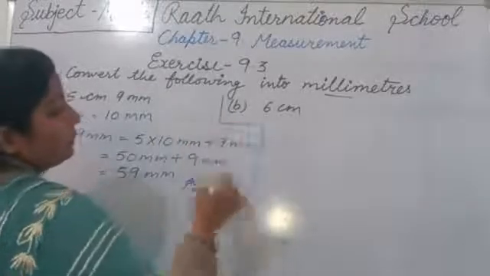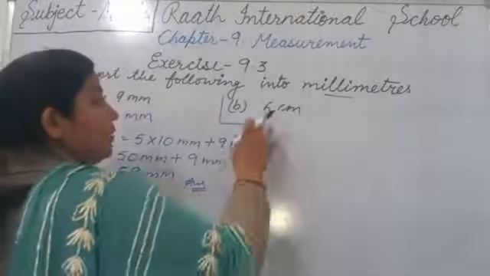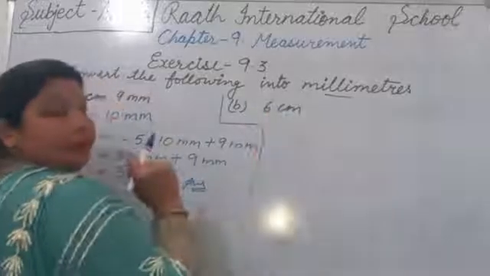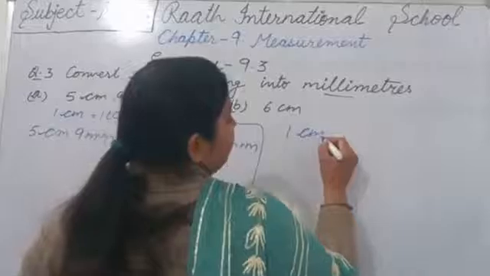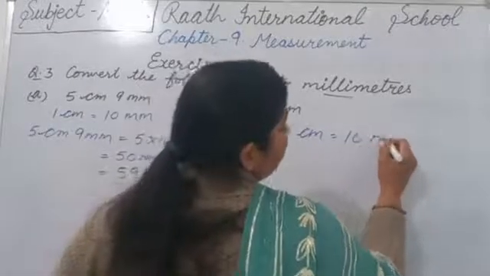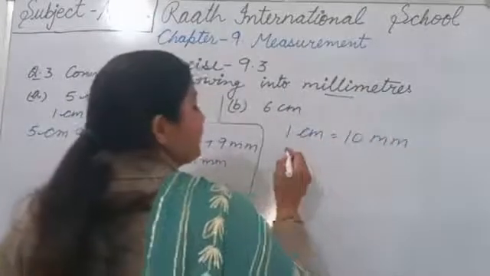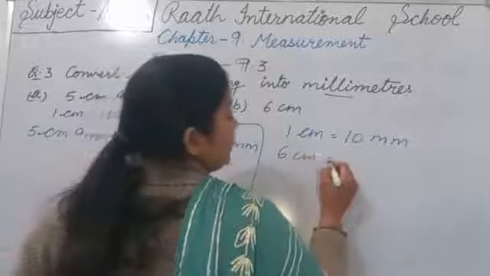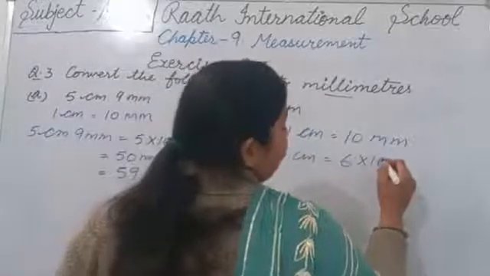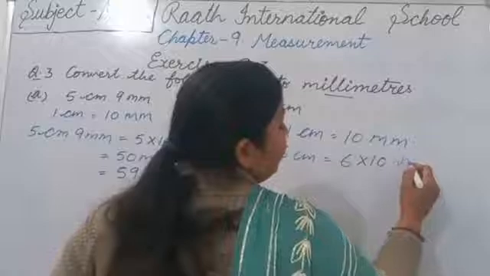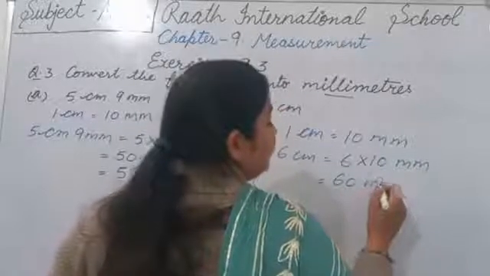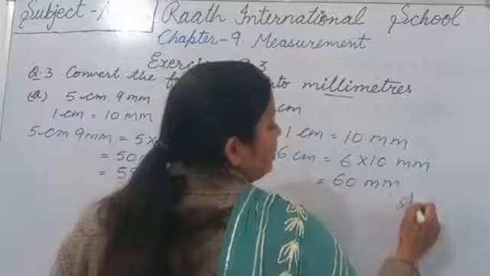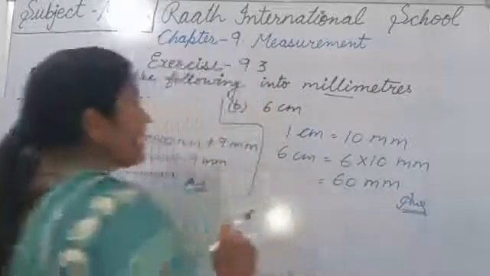Now it's B part. In B part, what we have? 6 centimeter. As we know, 1 centimeter equals to 10 millimeter. Now 6 centimeter equals 6 multiplied by 10. And now it's millimeter. So 6 tens are 60 millimeter. That's your answer.